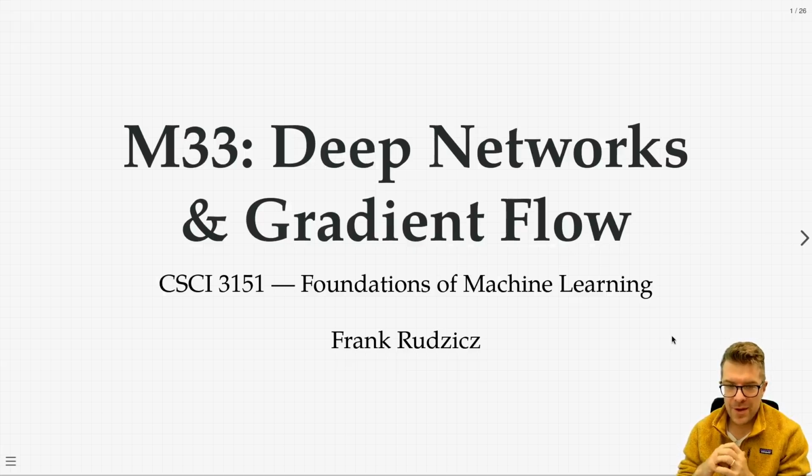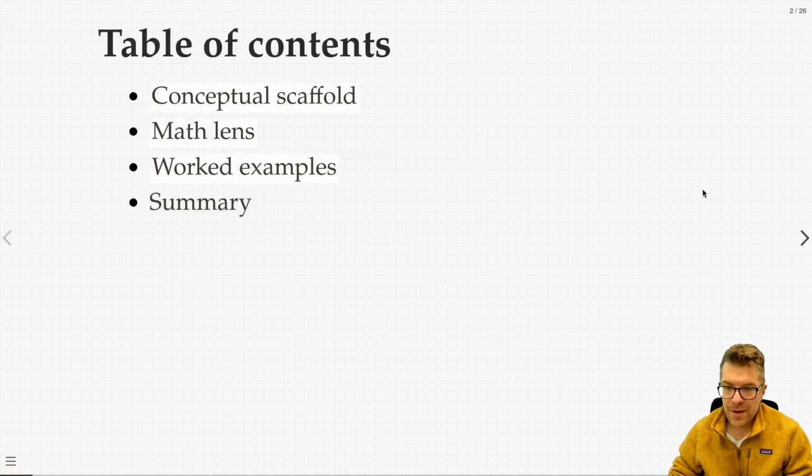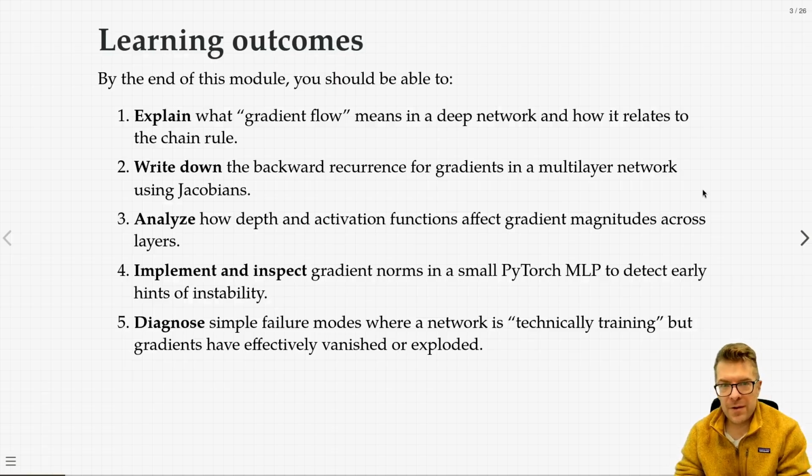Welcome back. Let's learn about deep networks and gradient flow in Module 33 of this course. By the end of this module, you should be able to explain what gradient flow means in a deep neural network and how it relates to the chain rule. This is deeply connected to the previous module in this course.